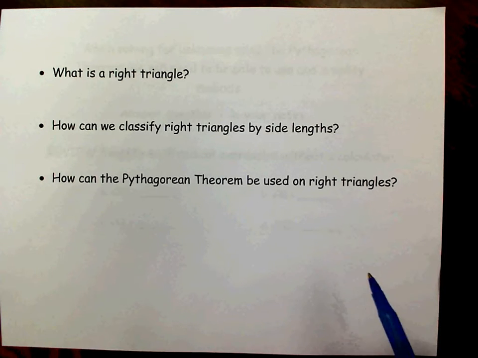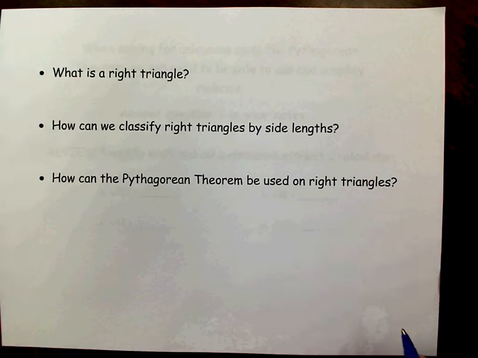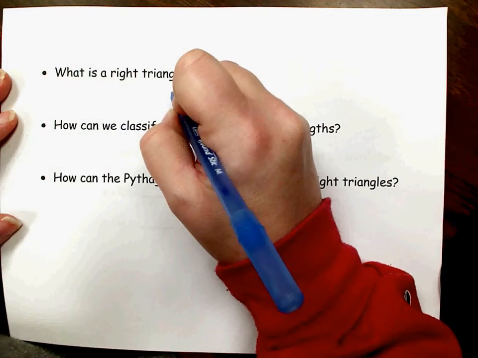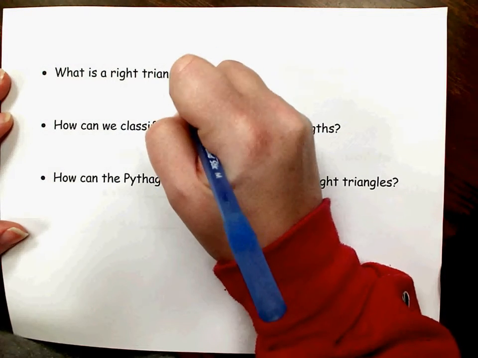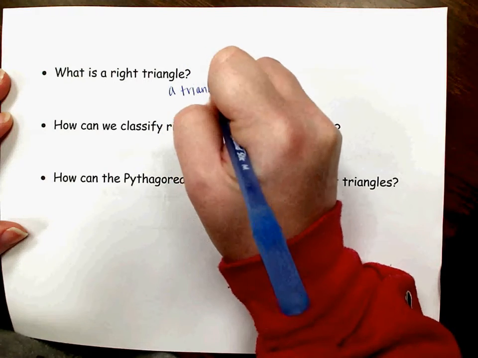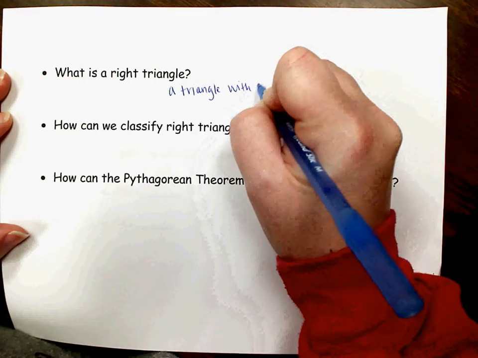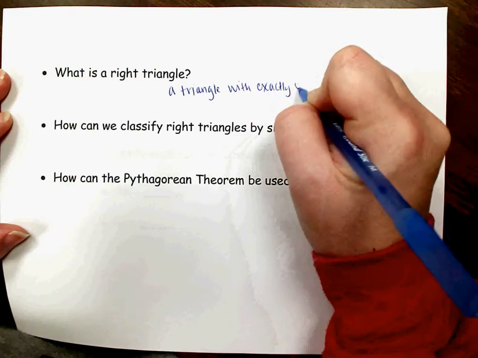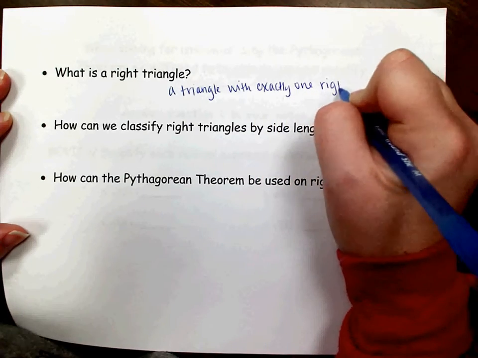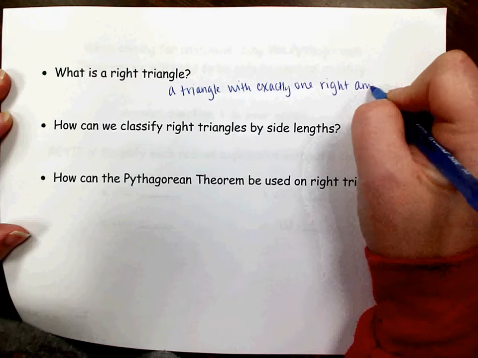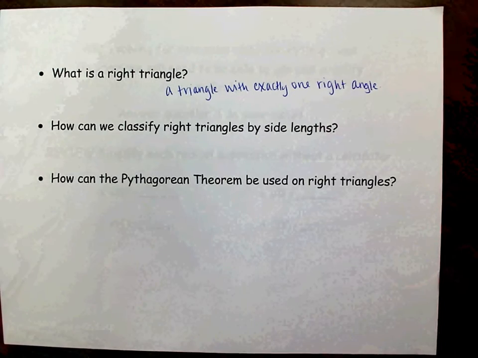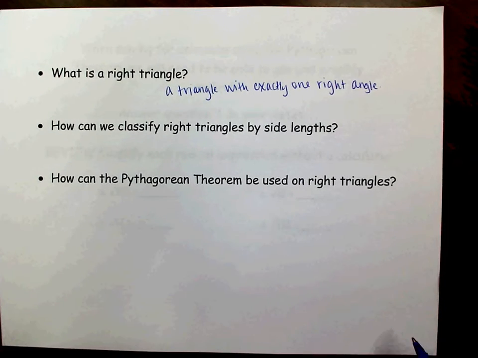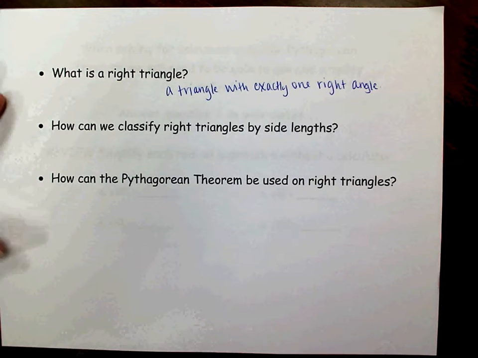Remember, for a triangle to be classified as a right triangle, it has to have one right angle. So a right triangle is a triangle with exactly one right angle. Remember that the three angles of a triangle have to add up to 180 degrees, so there's no way you can have more than one right angle. If you had two of them, that would add up to 180, and you wouldn't have any degrees left for the third angle. So how can we classify right triangles?